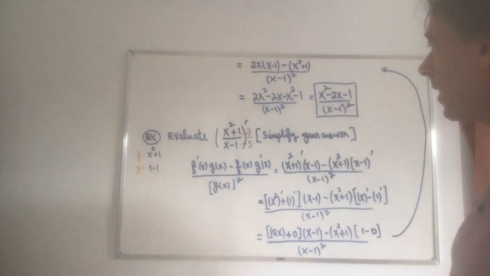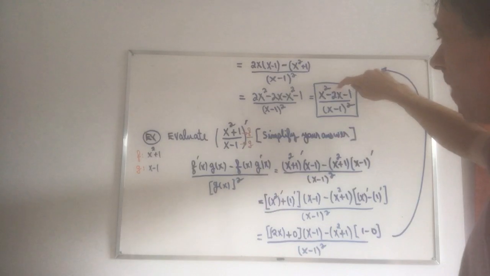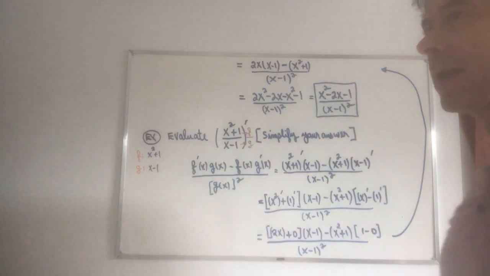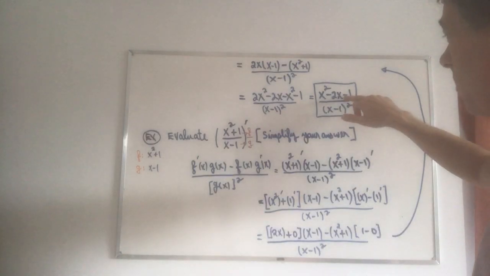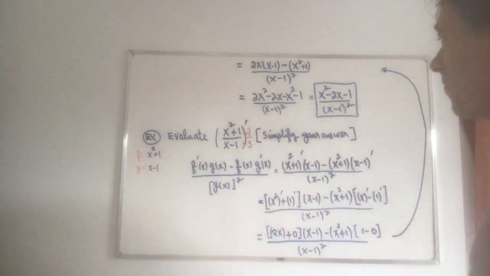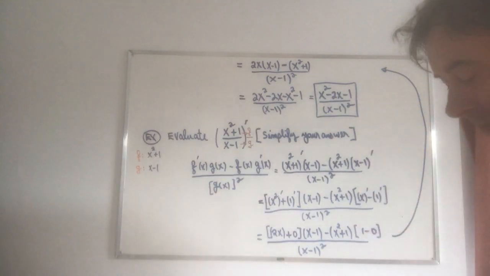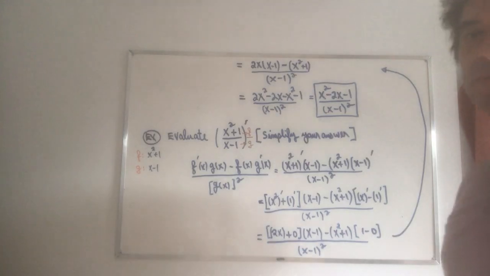Maybe some of you are thinking, hey sir, you could actually do something with the numerator. You could factor this. I got news for you, that doesn't factor. It doesn't factor because this, instead of being a plus 1, is a minus 1. So there's no nice factoring for this. This is my fully simplified answer for this problem.